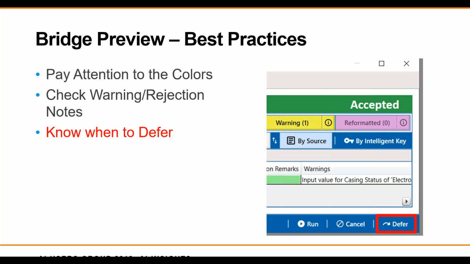So if you have problems with these warnings or duplicates that you need to go investigate further, use the defer button, go look at your source file. If the source file is right and the stuff is actually duplicated, you don't have to run the preview again. You can just load the same preview and hit the run button, and it's going to process. It's going to save you a lot of time.